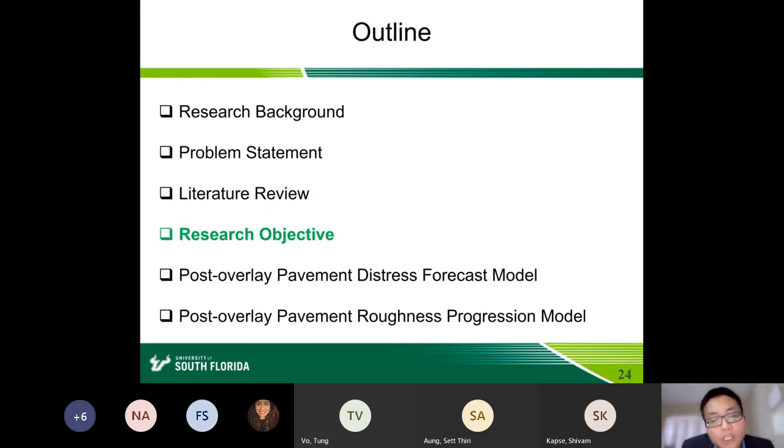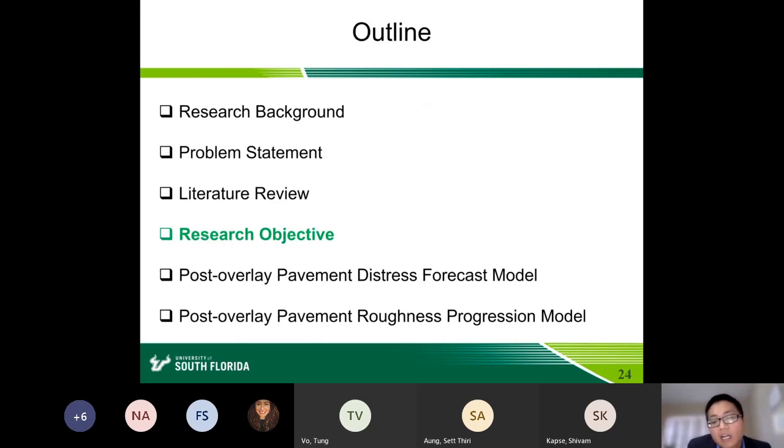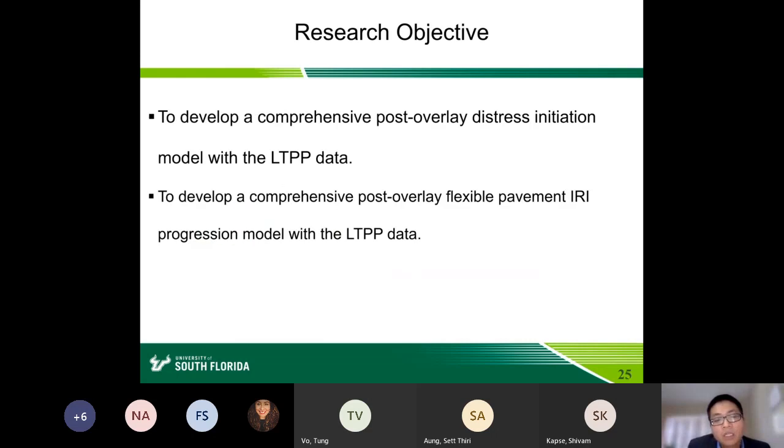So based on the research gap identified in the literature review and the potential issues that are summarized in the slides, the research objectives can be clearly illustrated. In the presentation, the two objectives are: one, to develop a comprehensive post-overlay distress initiation model with the national level data, LTPP data. Two, to develop a comprehensive post-overlay flexible pavement roughness progression model with the national level data.